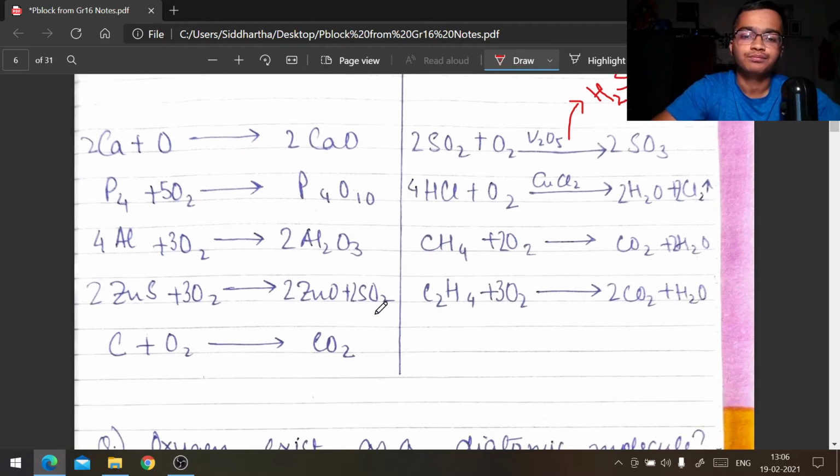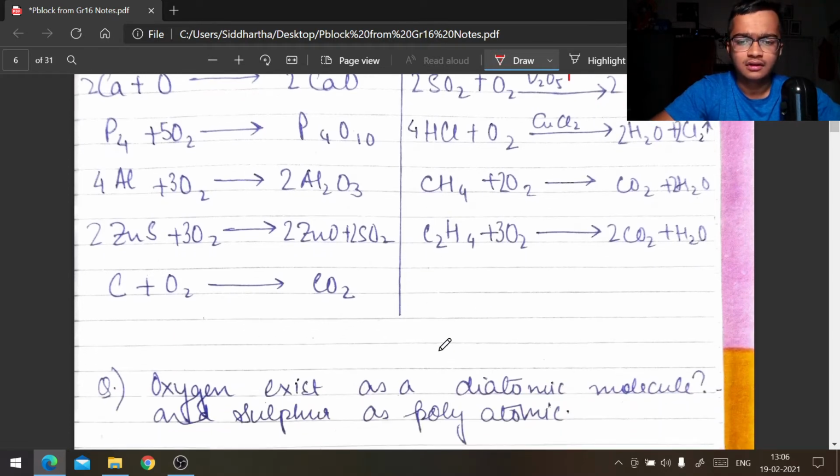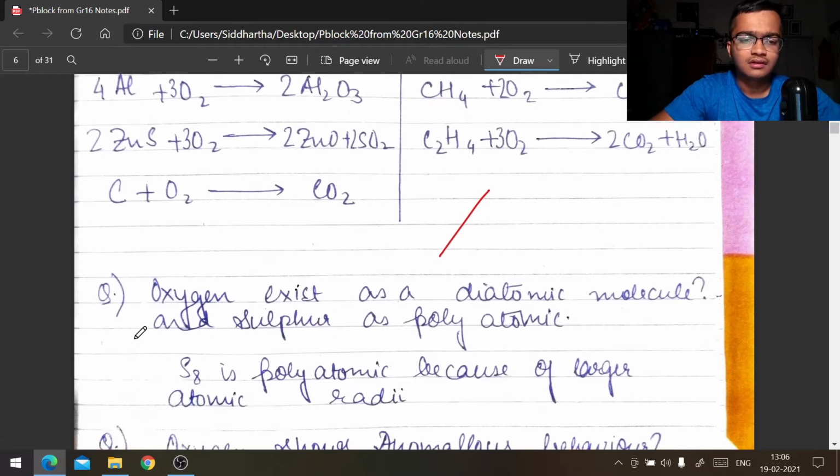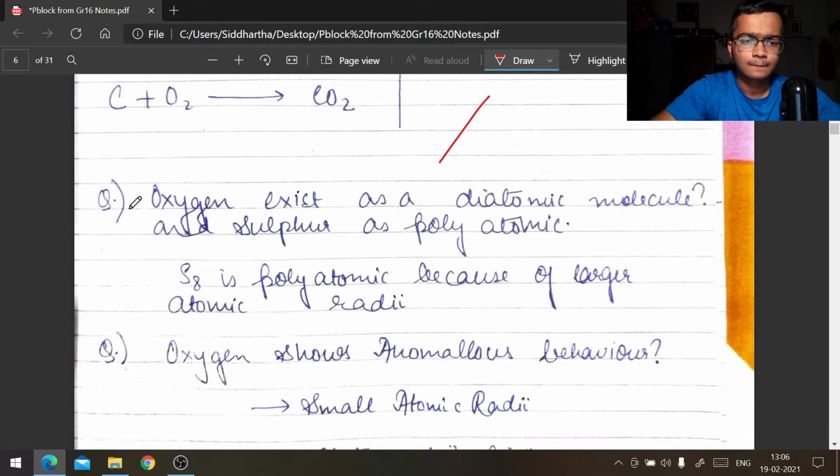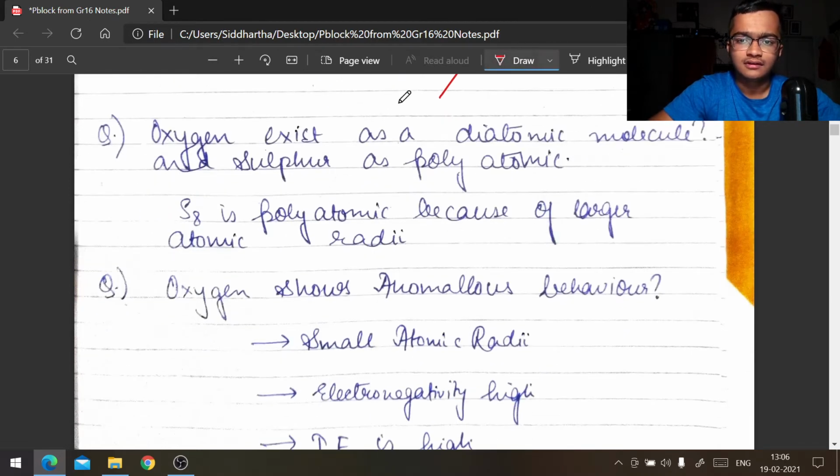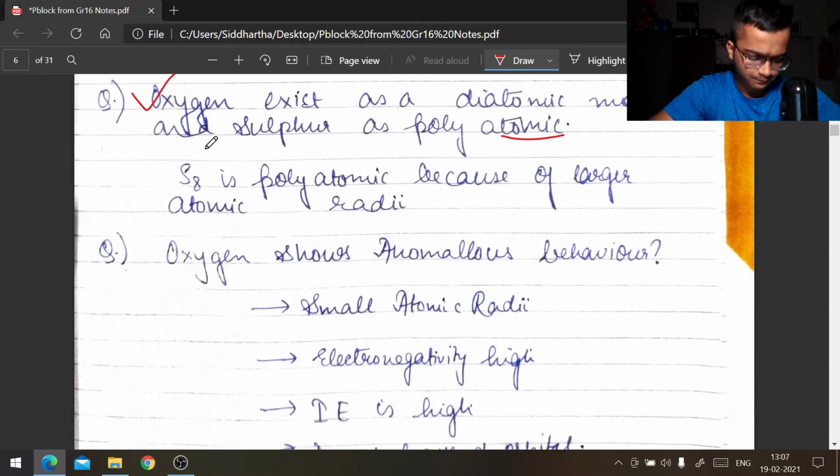Okay, so this was the case for the reactions. Then, oxygen exists as a diatomic molecule, whereas sulfur exists as a polyatomic molecule. Okay, now what is said here, they are asking why oxygen exists as a diatomic molecule and sulfur as a polyatomic molecule.